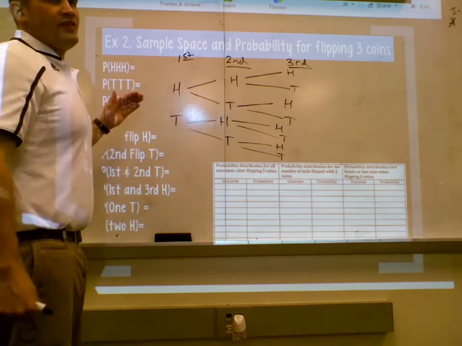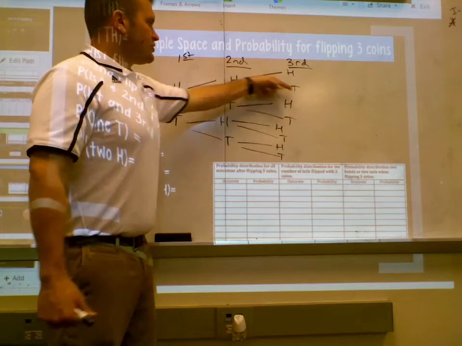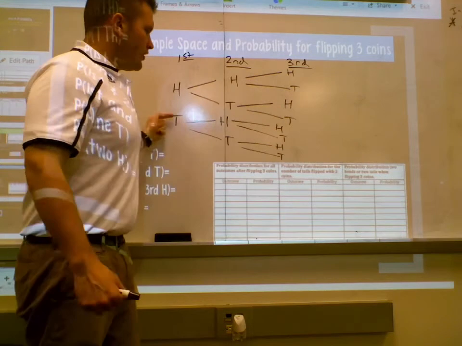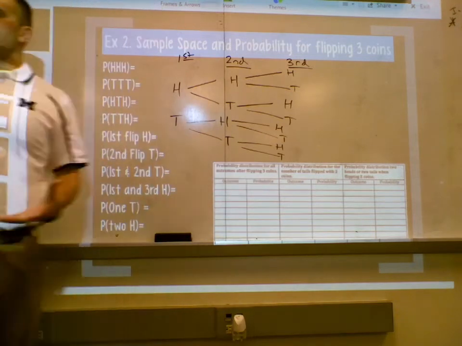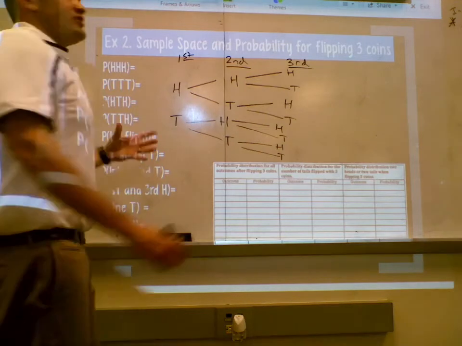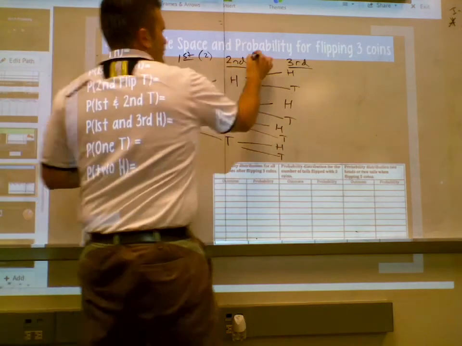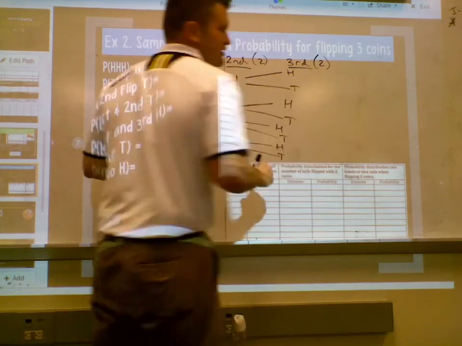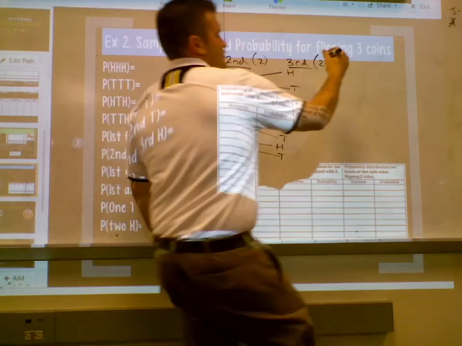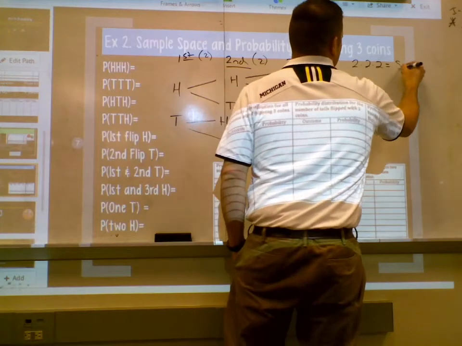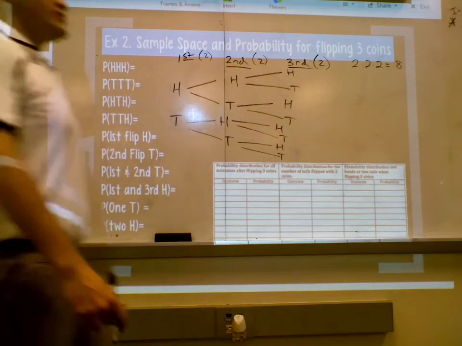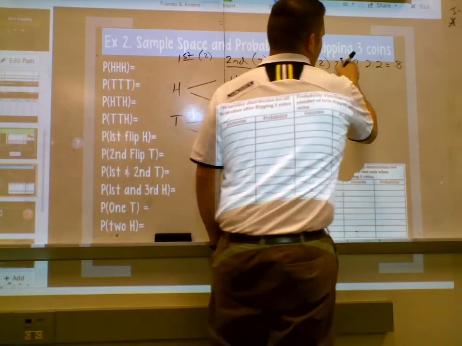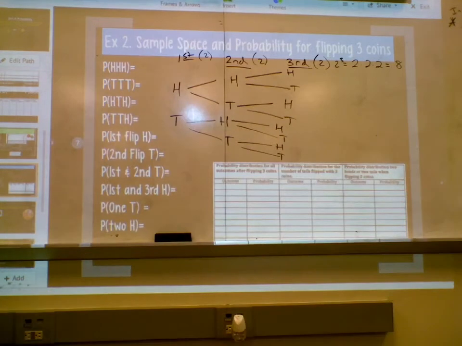So how many paths are there? 8. 1, 2, 3, 4, 5, 6, 7, 8. 8 outcomes, right? And the reason why there's 8 was because there was 2 choices here, 2 choices here, 2 choices here, and 2 times 2 times 2 equals 8. It'd also be 2 cubed because we're doing it 3 times. Same thing, right? Does that make sense, guys?